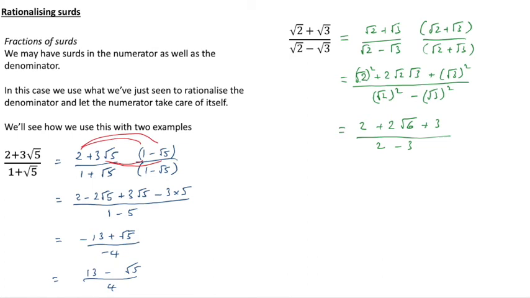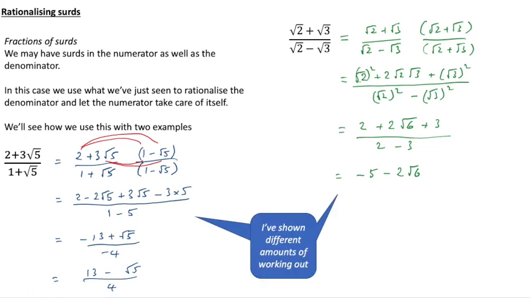On the bottom, we've got root 2 squared is 2, take away root 3 squared is take away 3. And then on the bottom of this fraction, we have minus 1 again. On the top, we've got 2 plus 3 is 5, and we've got plus 2 root 6, but when we divide that by the minus 1 on the bottom, it makes everything negative. So we end up with minus 5 minus 2 root 6. And again, different amounts of working out, and as I said earlier, once you've practiced a fair bit, you'll settle into the best way of doing this for you.